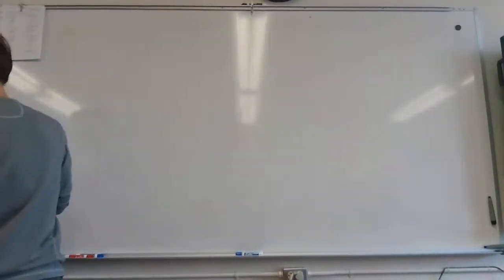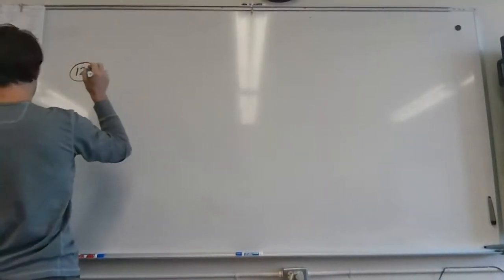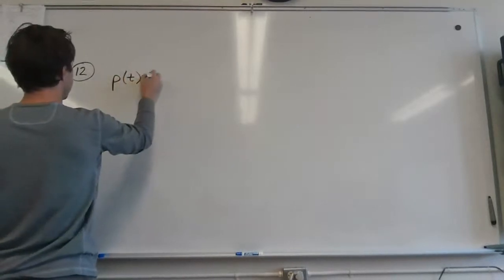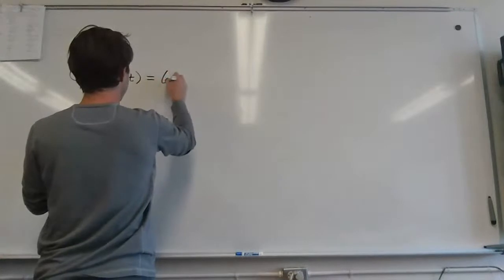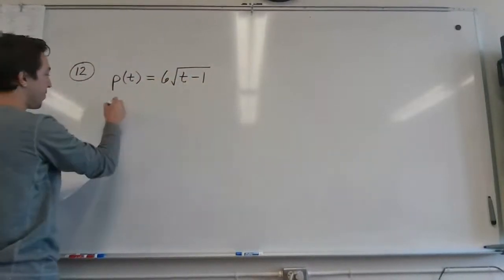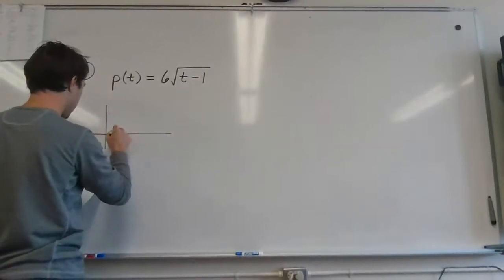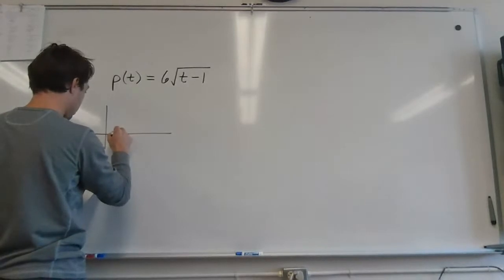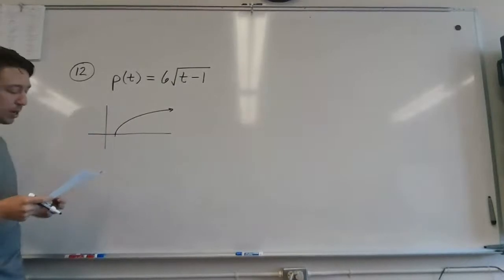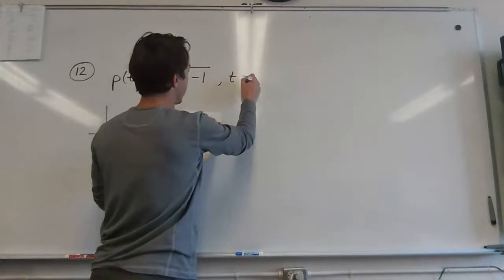So we're going to go over 12 here. It says you're driving your car in a straight line, and your position function is given by this. Again, we know how to graph that. That's what the graph would look like, shifted over one. And of course, it's only defined for t values greater than or equal to 1.